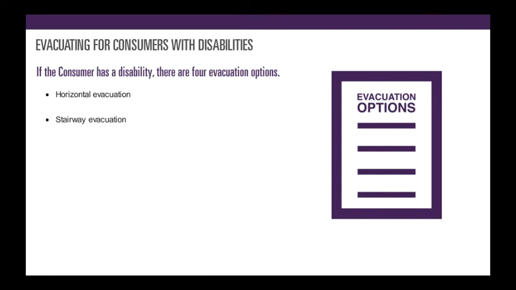Some consumers may need to stay in place. This would mean moving to a room on the outside of the home, one with a window. There should be a phone and a fire-resistant door too. The consumer can call 911 and tell emergency responders where they are. Use this option only if there is no immediate danger.